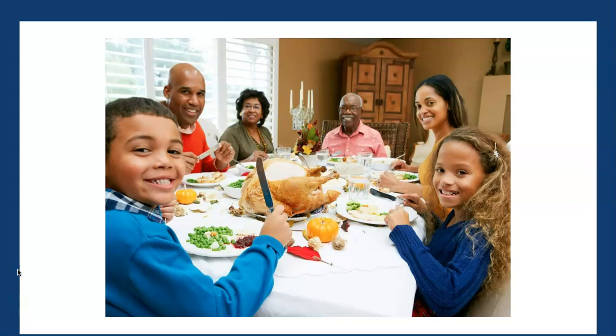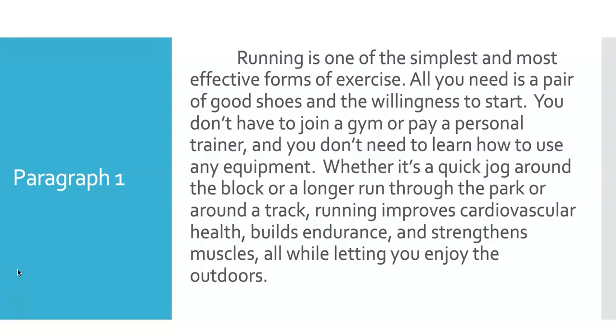It's the same if we look at a paragraph. Each sentence will have specific information and details, and those will all connect to each other to support and communicate the main idea. Let's look at this paragraph.